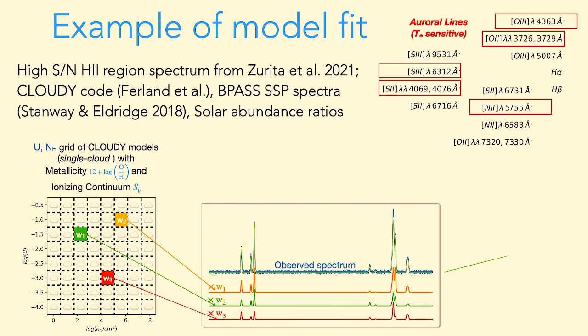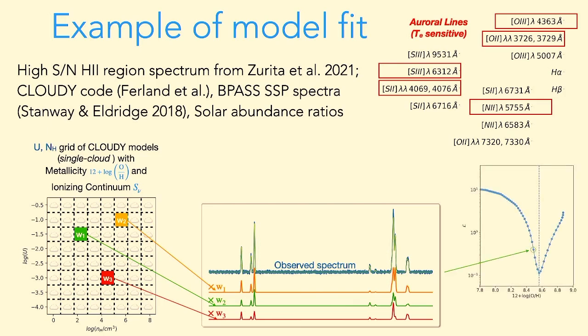And then you compute a sort of chi-square, a reduced chi-square. And you repeat varying the oxygen metallicity. And you find a chi-square curve.